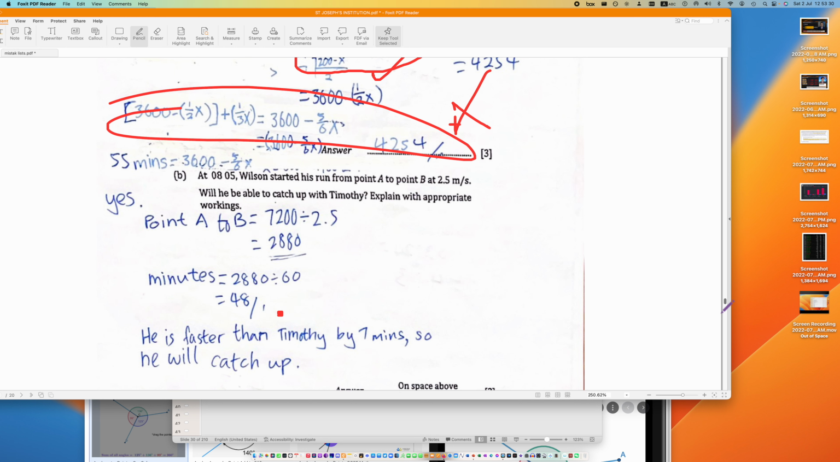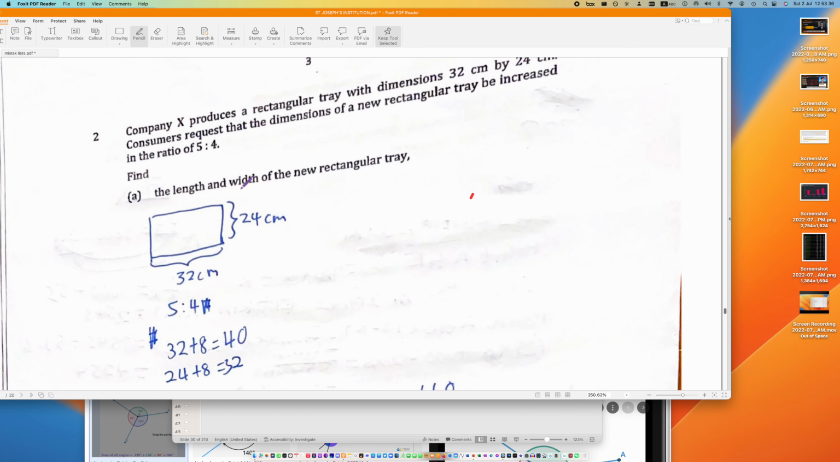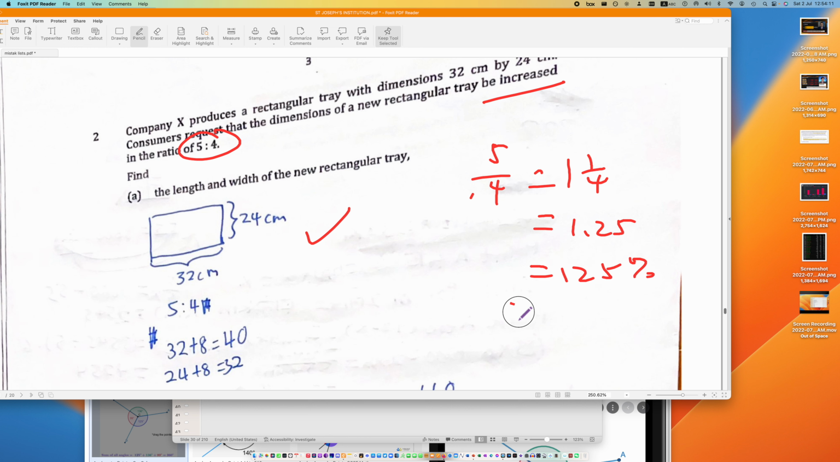Okay, good. This one the reasoning is good. Okay, next. It says what? This one produces a tray with dimension. Then it says the dimension of the new rectangle increases in the ratio of 5 to 4. So increase by how much? What's 5 to 4? 1 and 1 quarter. What's 1 and 1 quarter? 1.25. So 1.25 is how many percent? 125%. Yep, so increase by 25%.